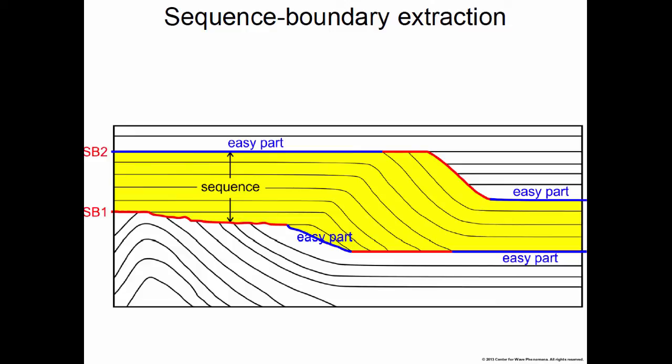So for the sequence boundary extraction, its conformal parts highlighted in blue are easy to extract because we can estimate accurate seismic normal vectors in this area. But its unconformable parts highlighted by the ellipses are difficult to extract because we are not able to estimate accurate seismic normal vectors in this area, because we have multiple orientation structures here.